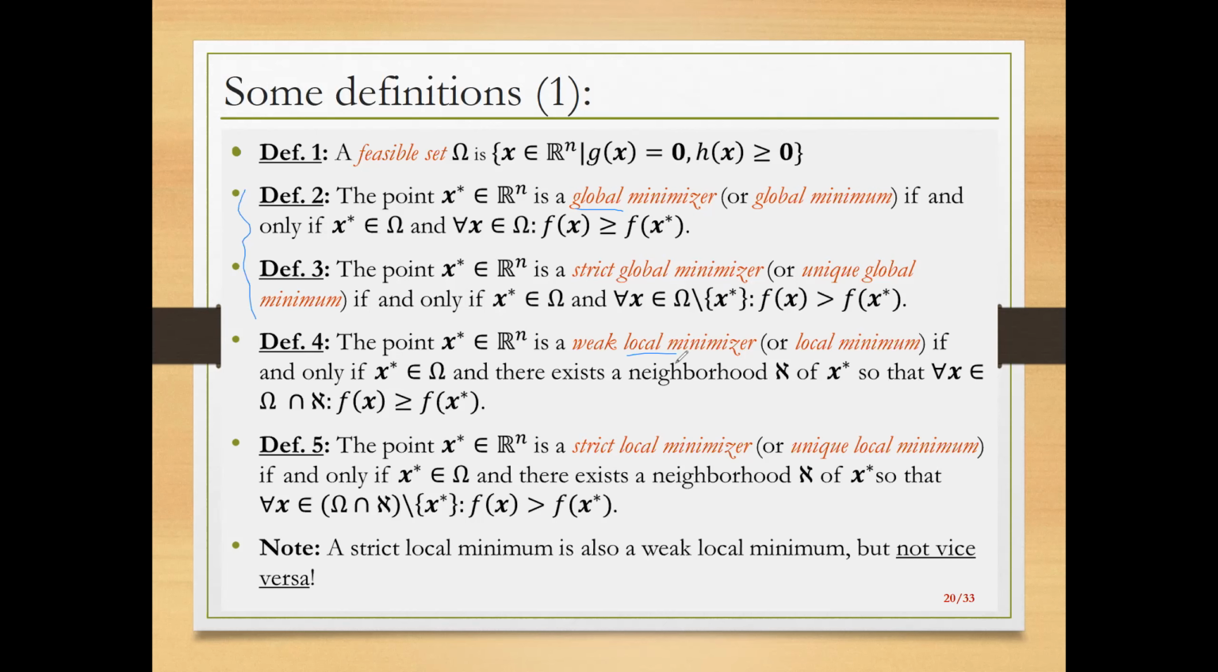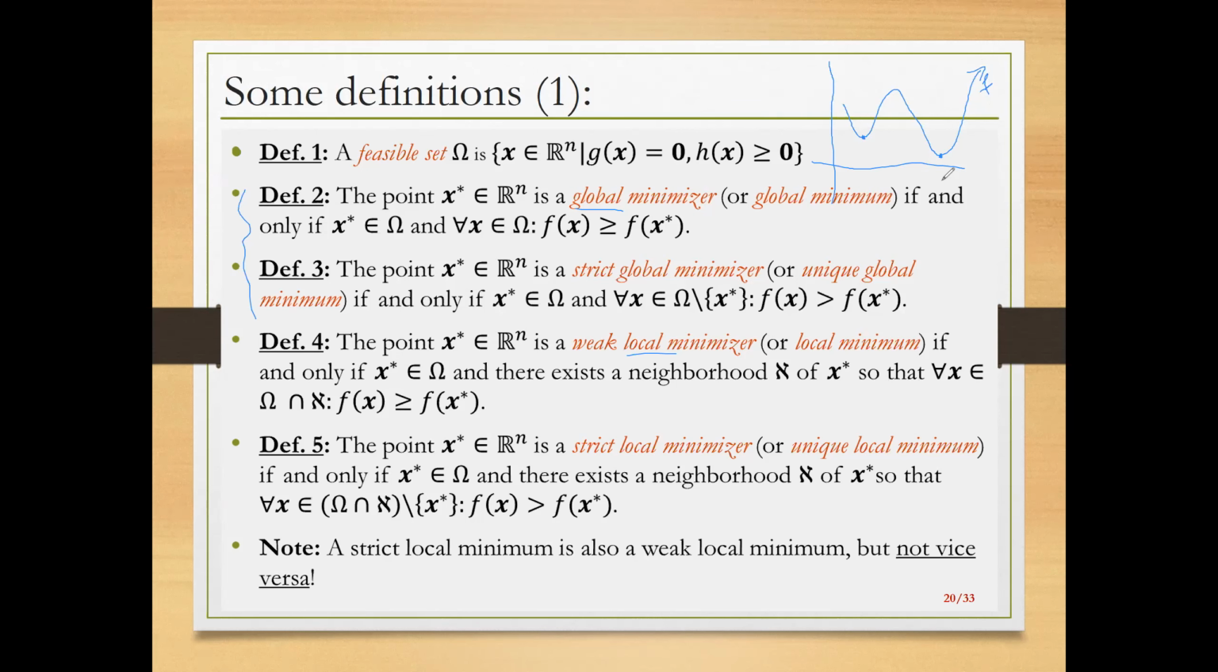Now, what does a local minimizer mean? Let me see if I can draw. So if this is my function, say I have some weird looking function like this. If I ask you to find the local minimum points, one point would be here, one point would be here. Now, this is my entire function. This is my objective function f.